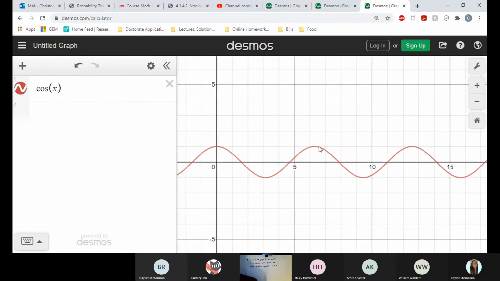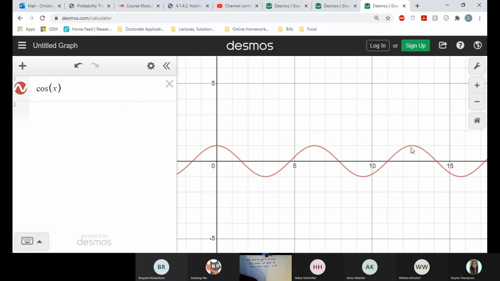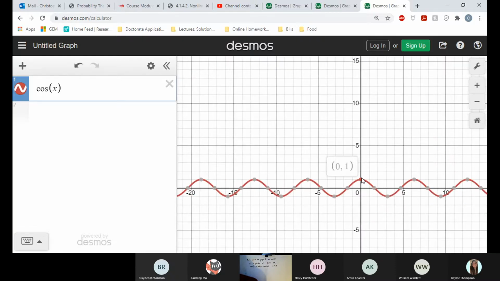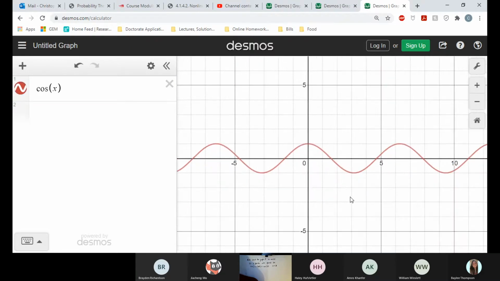If I add another 2 pi, I should get 1 again. So every time I add 2 pi, my output should be the same, and it will be. It'll always be 1. If I go the opposite direction, if I subtract 2 pi, still the same output. It has period 2 pi. So I could literally take this section from 0 to 2 pi, take a picture of it, and build the rest of the graph just by copying that over and over to the left and the right.